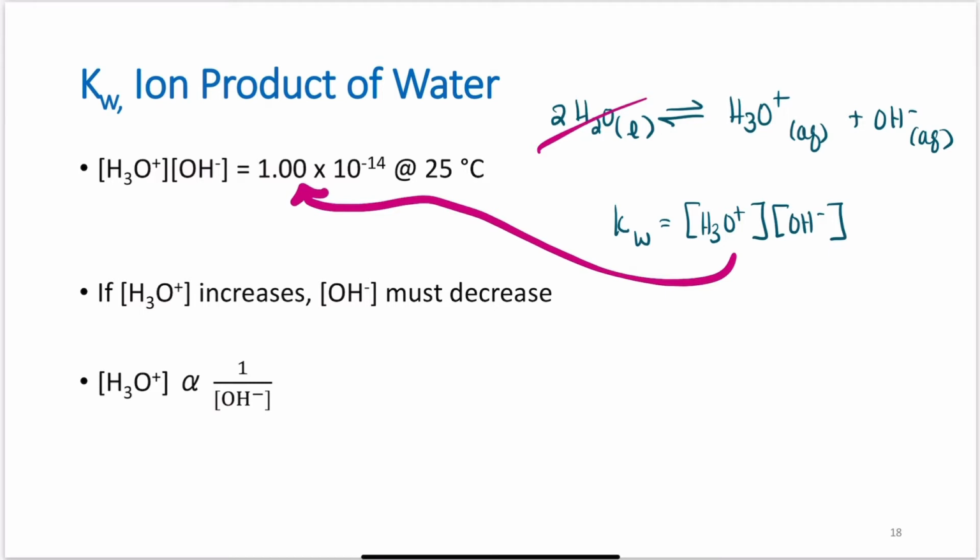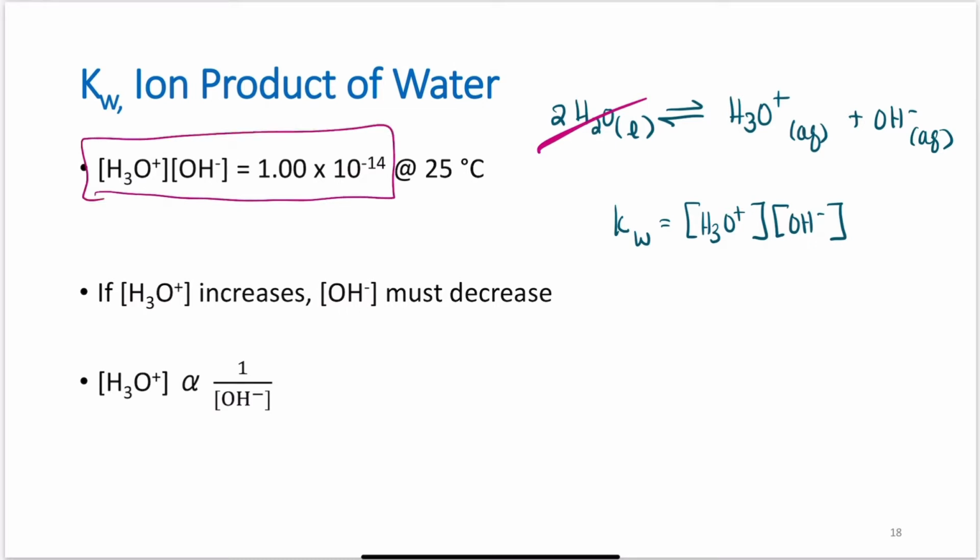These are in relation to each other. The concentration of hydroxide and hydronium are in relation to each other here. Basically, if I increase the concentration of hydronium, the concentration of hydroxide must decrease. If I increase the concentration of hydroxide, the concentration of hydronium must decrease because this relationship is always valid. Therefore, the concentration of hydronium ion is inversely proportional to the concentration of hydroxide.